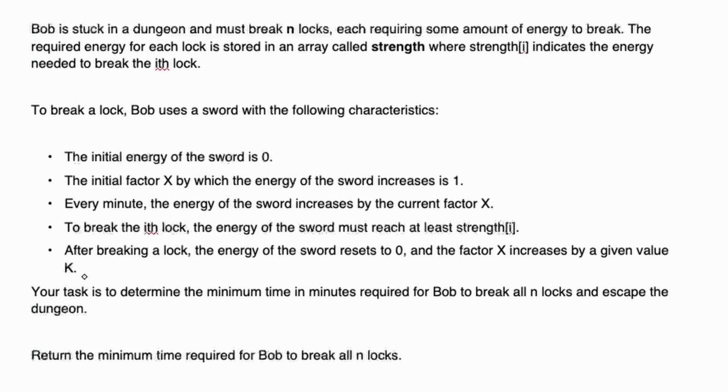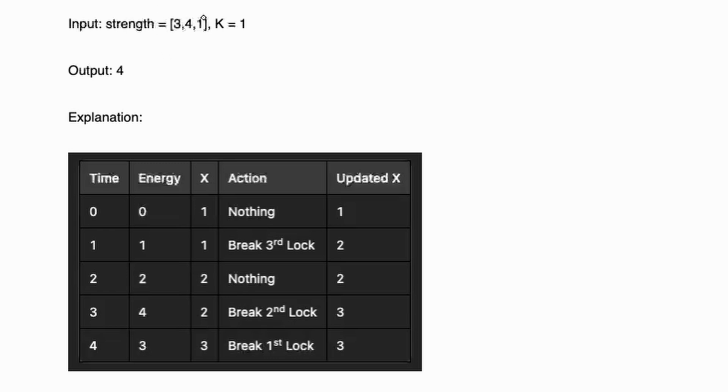So to reiterate, the energy of the sword starts at 0. Every minute it increases by whatever our current factor is. Whenever we break a lock, we reset our energy to 0, but we increase our factor by the given value K. We want to determine the minimum amount of time it takes to break all the locks and escape the dungeon. Looking at the example, strength [3, 4, 1] and K being 1, we have an output of 4 because it takes 4 minutes at minimum to break out.